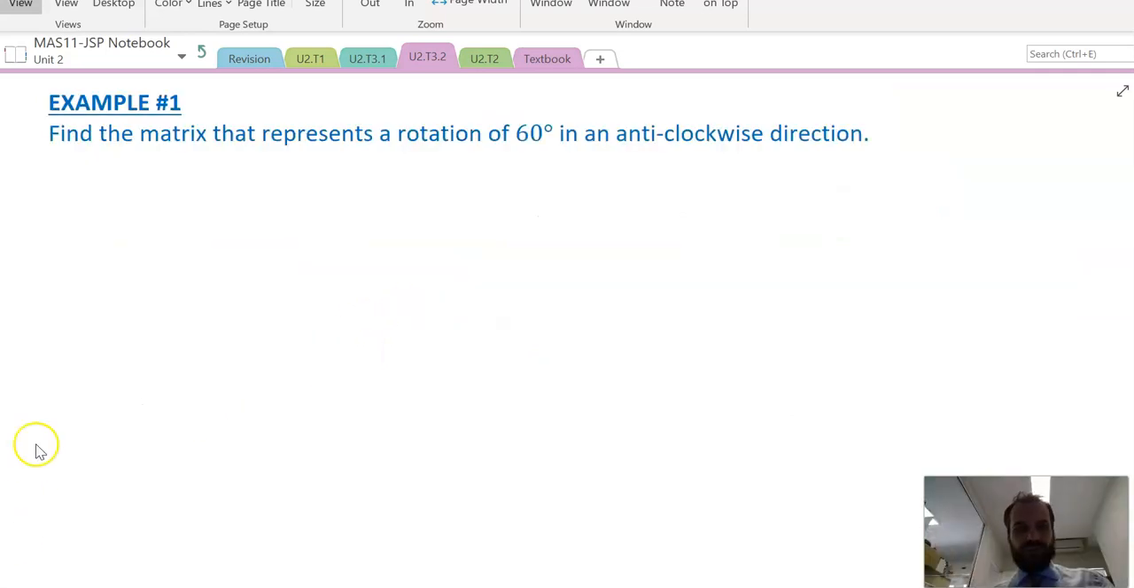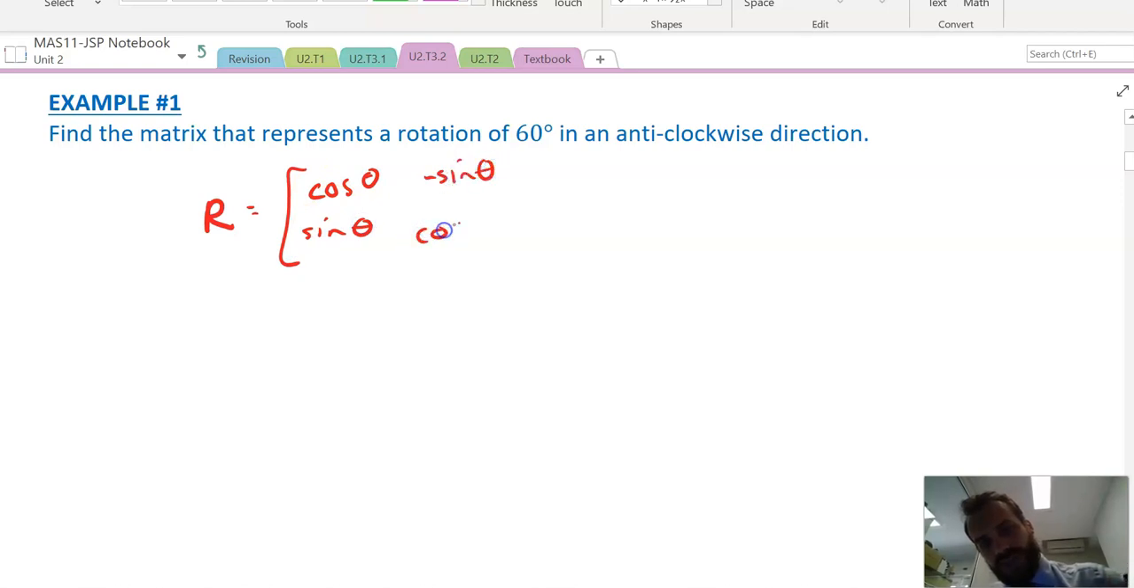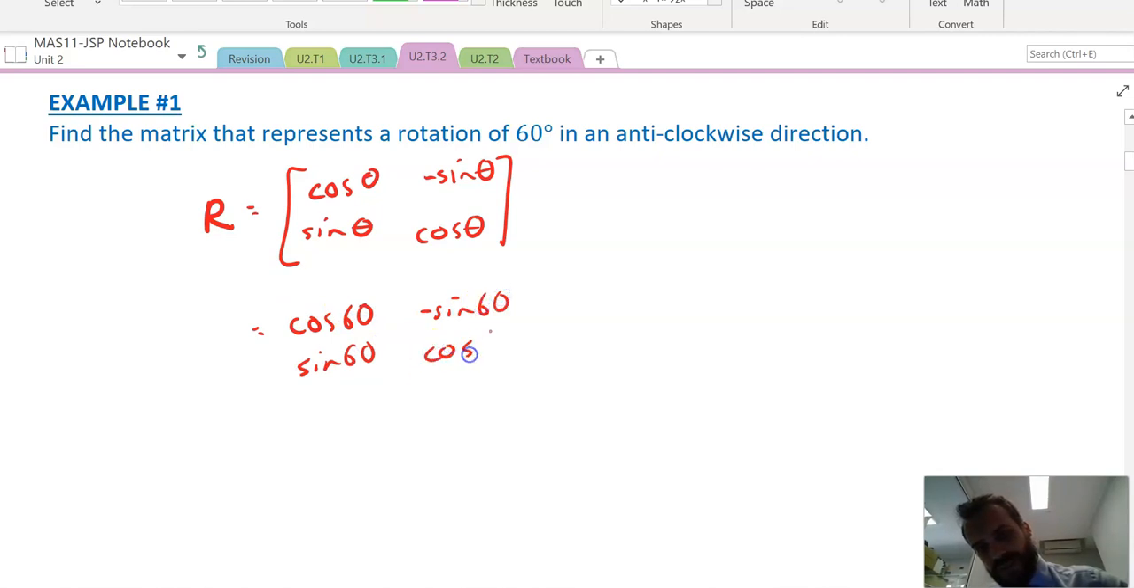All right, so here's a good example. Find the matrix that represents a rotation of 60 degrees in an anti-clockwise direction. What matrix should I apply to an object to rotate it 60 degrees anti-clockwise? So we'll call this R, the rotation matrix. And the rotation matrix is going to be equal to cos theta, sine theta, negative sine theta, cos theta. And in this particular example, that's cos 60, sine 60, negative sine 60, cos 60.